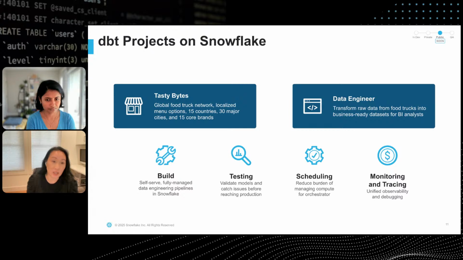So we'll start just to give a little context on the scenario for the demo. We're leveraging the Tasty Bites data set. Some of you may have used this. We often use this for Snowflake demos. Tasty Bites is a global food truck company operating across the world. And as a data engineer, I want to transform this raw data that's coming from the food trucks into business-ready data sets that I can do analytics and ML and such. And again, because this DBT project is on Snowflake, we want to support data engineers across the entire pipeline development process, from building, testing, scheduling, and monitoring.